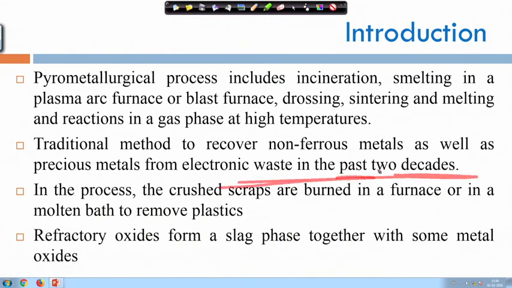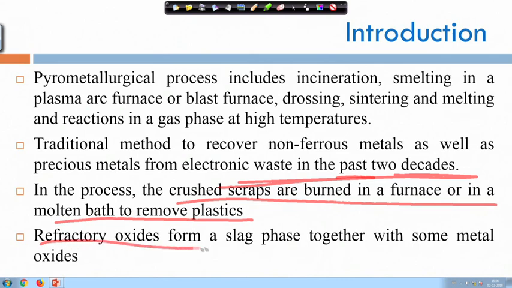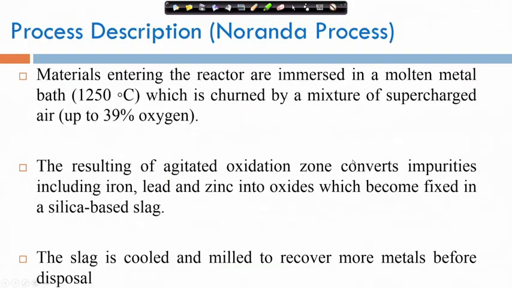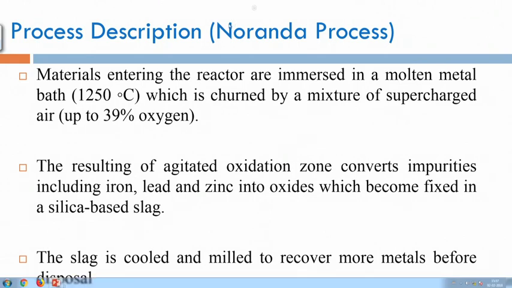And what is done in the process, the crust is scrapped or burned in a furnace or in a molten bath to remove the plastic first. Then you have the refractory oxide from a slag phase together with some metal oxide. Those are used in terms of recovery as a part of the process. Then the material enters the reactor at 1250 degrees centigrade.